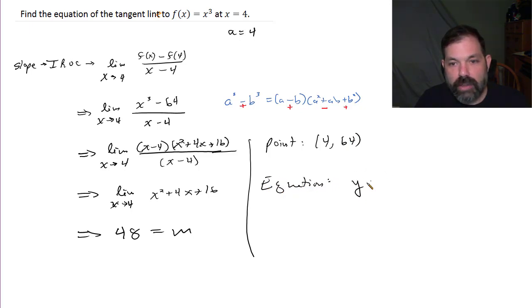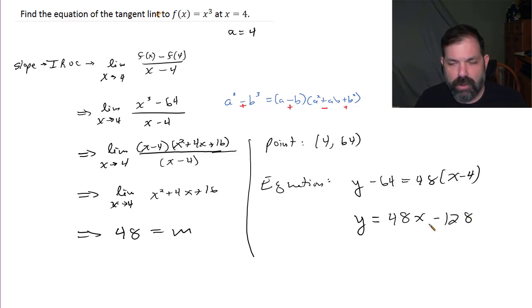would be y minus 64 is 48 by x minus 4. And we can take this to slope-intercept form if we want. I'm not going to show the work for that, but if you wanted to write the slope-intercept form, that's y equals 48x minus 128. You should be able to get to that point using algebra.